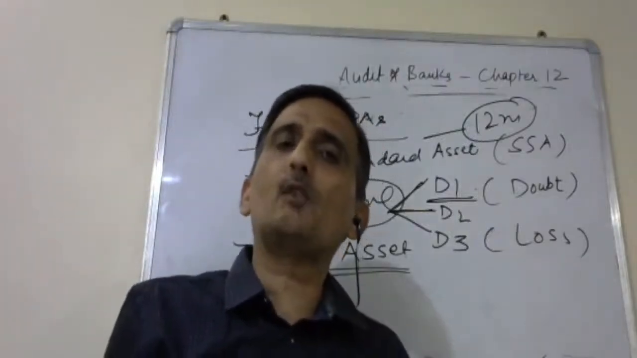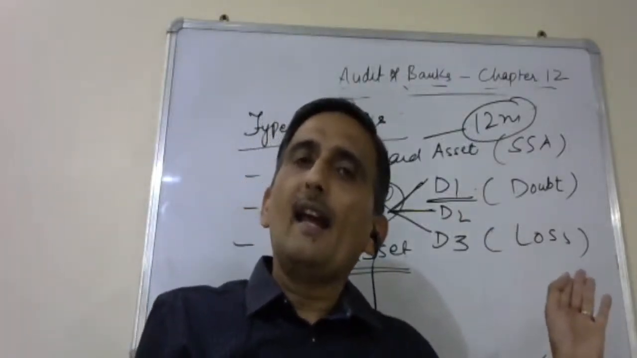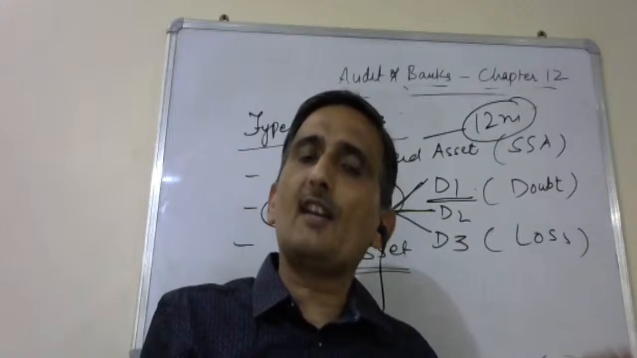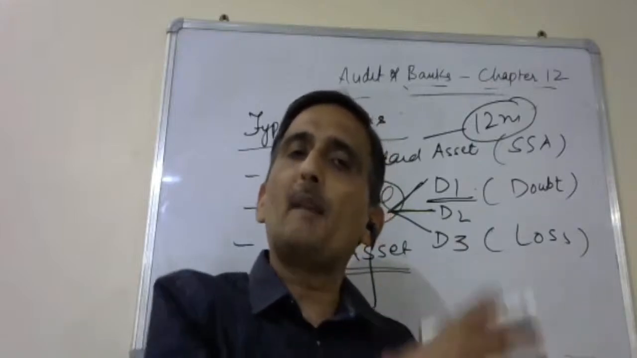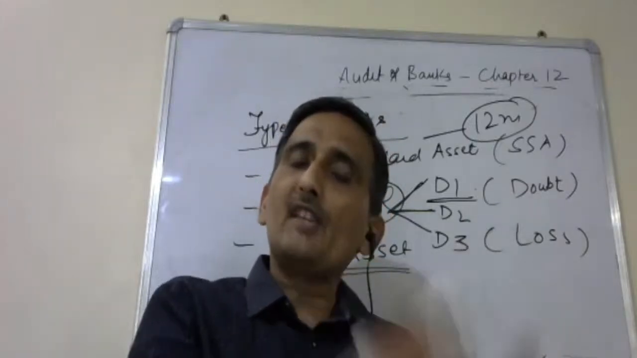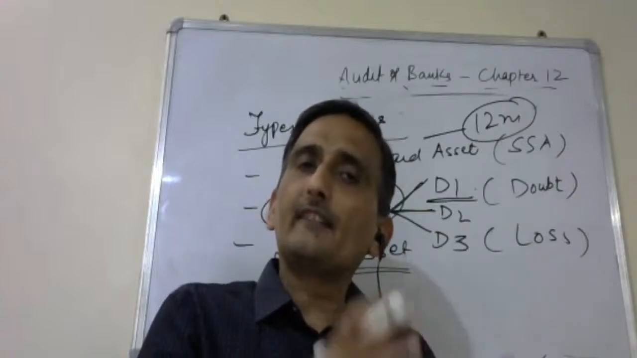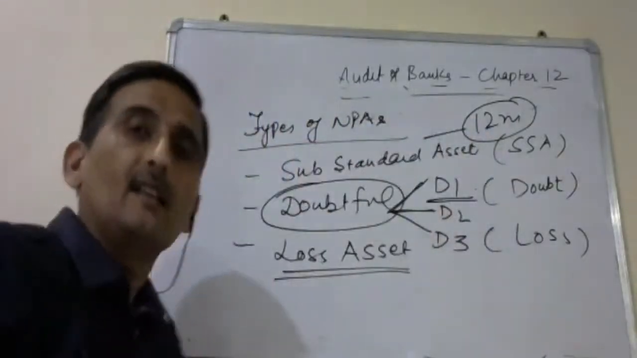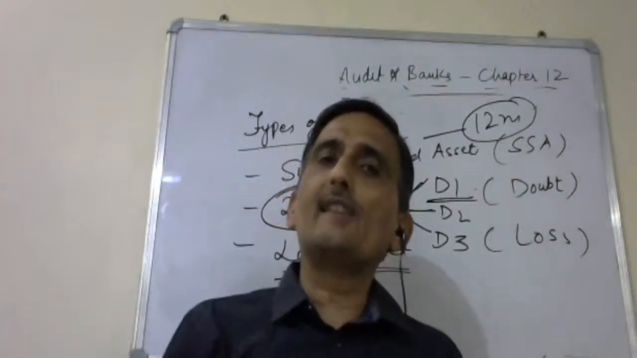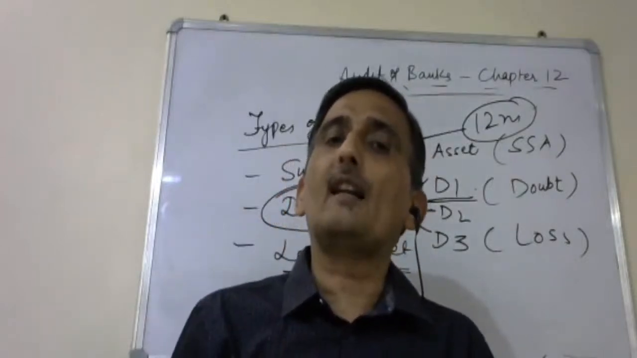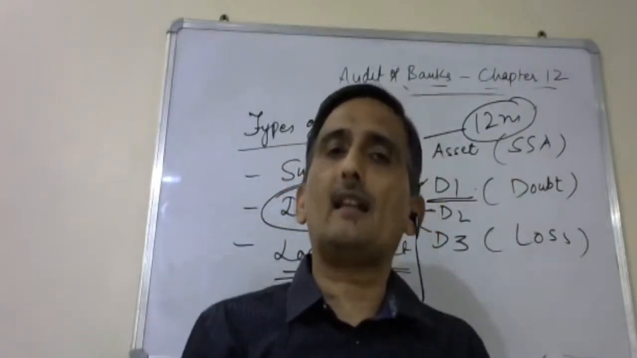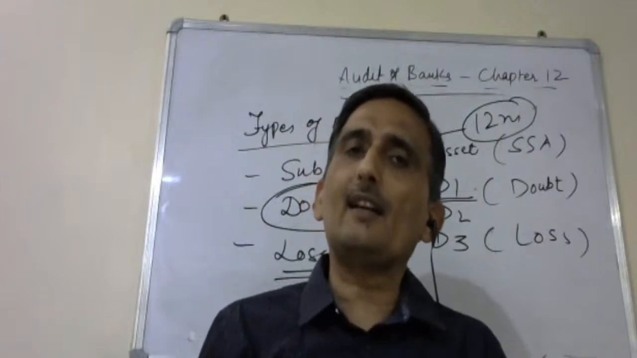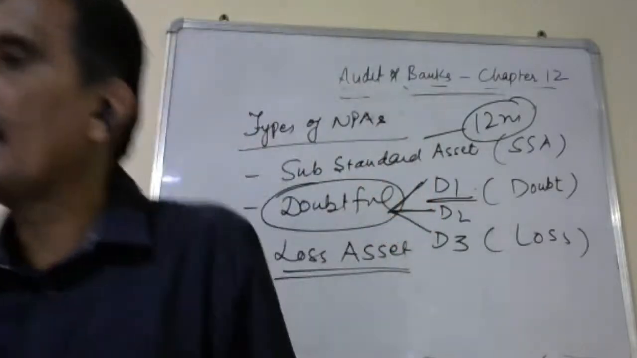In the RBI master circular on asset classification and provisioning norms, separate provisions have been prescribed, which have to be made in the books of accounts for these different types of NPAs. That is why this distinction is important, and that is why we are studying it. Okay, is that clear to you guys? Is that clear?